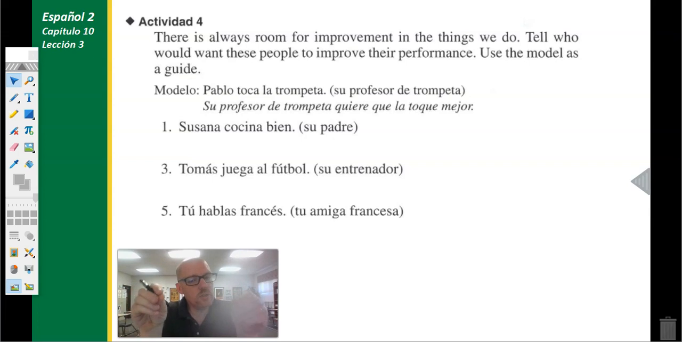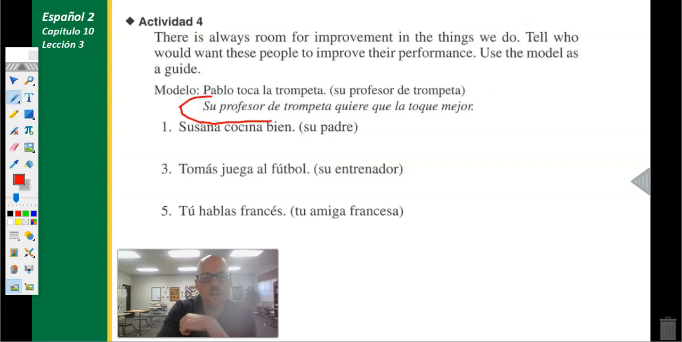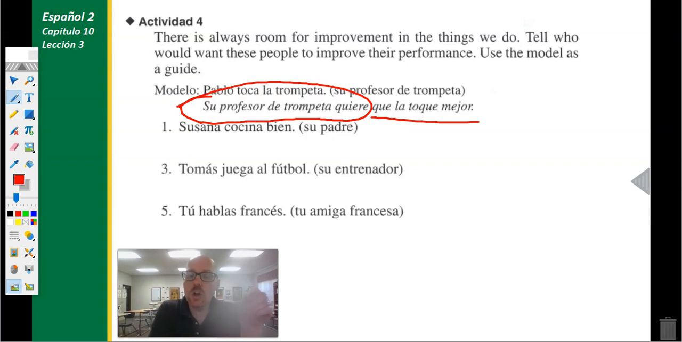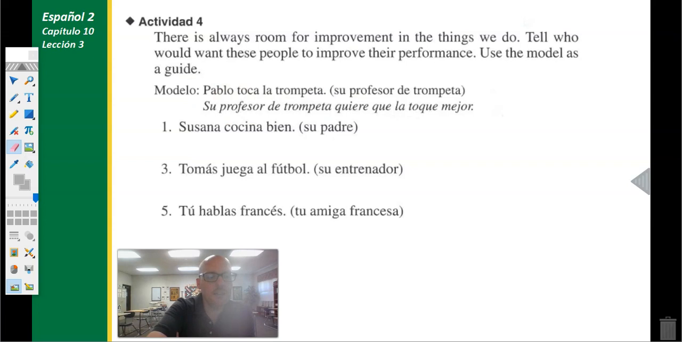So we're going to look at this from the point of view of su profesor de trompeta, his trumpet teacher. And we would say, su profesor de trompeta quiere que la toque mejor. His trumpet teacher wants that he play it better. So this expression of will, his trumpet teacher wants, is what caused this second, dependent clause to be conjugated in the subjunctive mood. So you know what to do here. We're going to do the odds on actividad 4. Pause the video, do 1, 3, y 5, and then we'll come back together and check your answers.